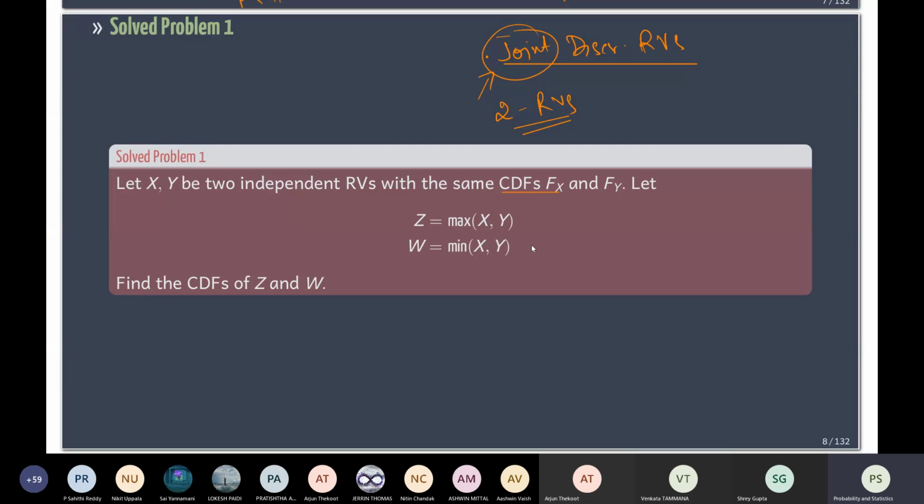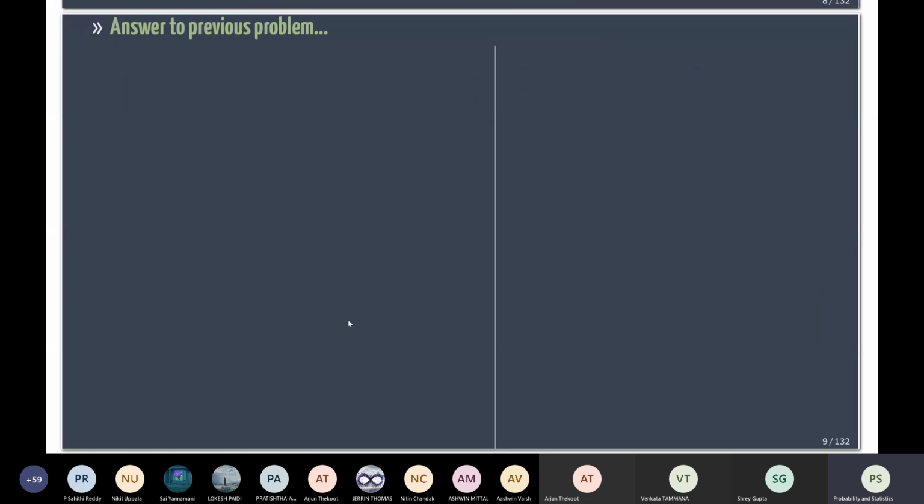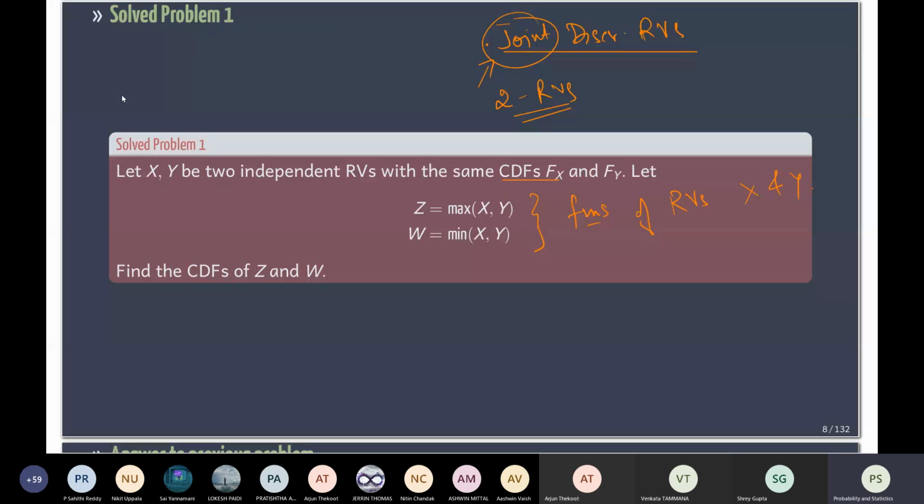Let Z be max of X comma Y and W be min of X comma Y. These are functions of the random variables X and Y. So now we are talking about functions of random variables, and we want to find the CDF of the functions, in this case Z and W. Let us see what we can do about this. This will follow from classical definitions. We just write down the CDF of Z.